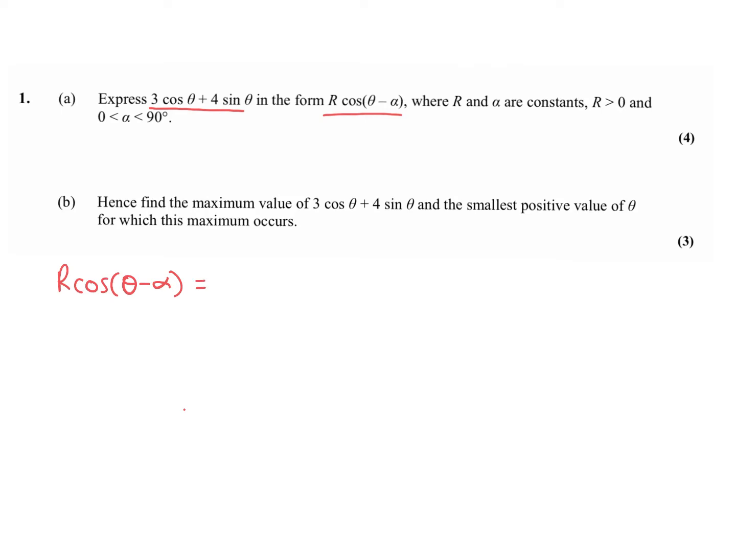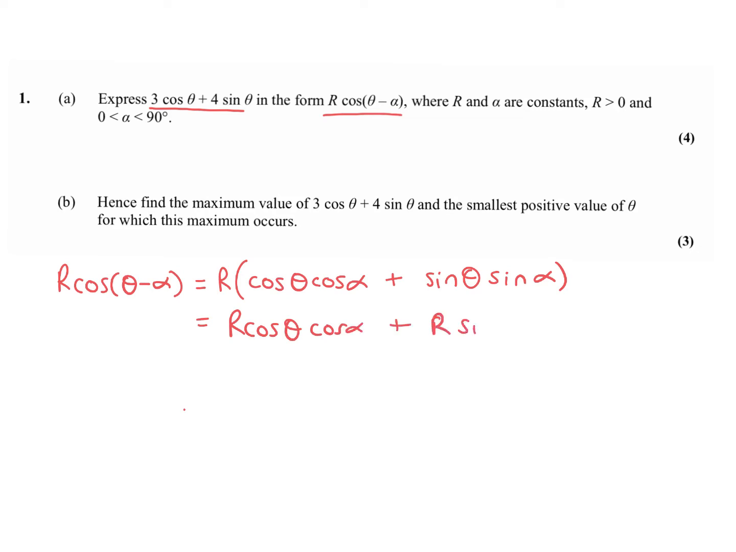So if we just keep the r in front, that's going to be r. And if we multiply out that, that's going to be cos theta cos alpha plus sine theta sine alpha. And then if I just multiply through by the r, I'm going to get r cos theta cos alpha plus r sine theta sine alpha. All I'm going to do then is compare this with what I have.